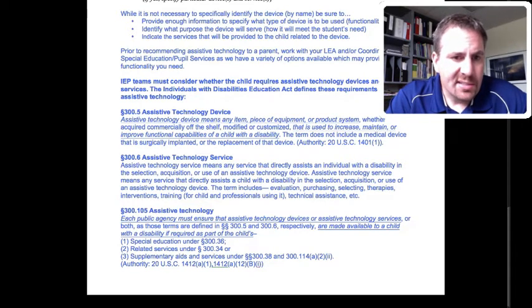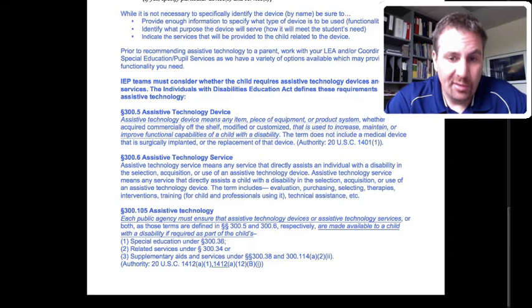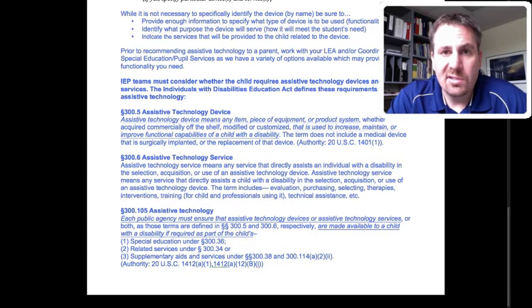And then finally, assistive technology. Each public agency must ensure that assistive technology devices or assistive technology services, or both, as those terms are defined above, respectively, are made available to a child with a disability as required as part of the child's special education, related services, or supplementary aids and services.